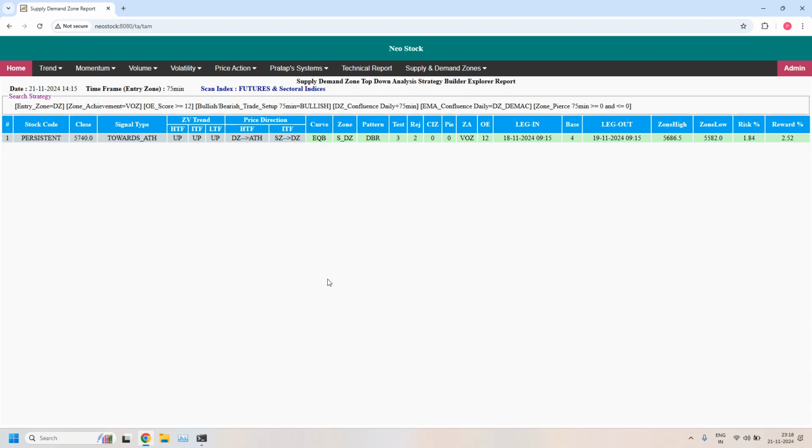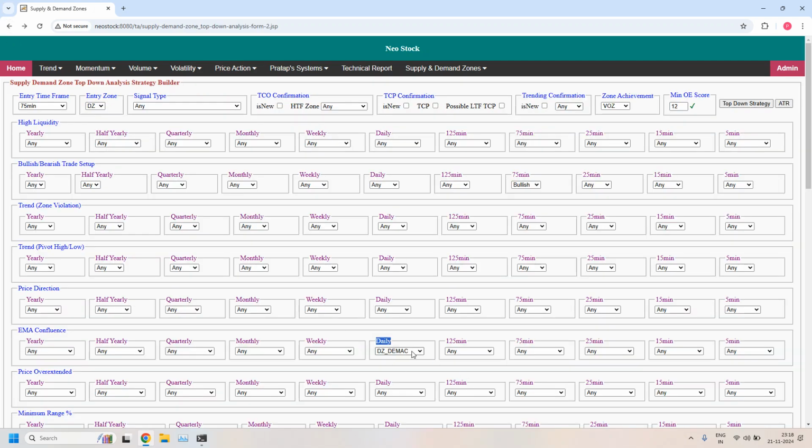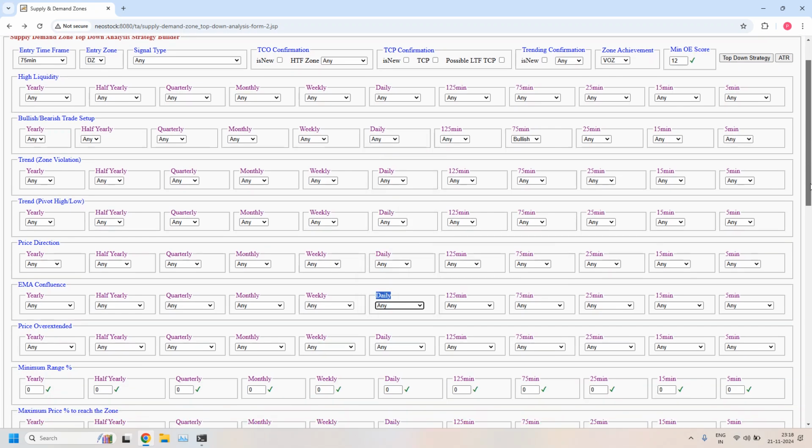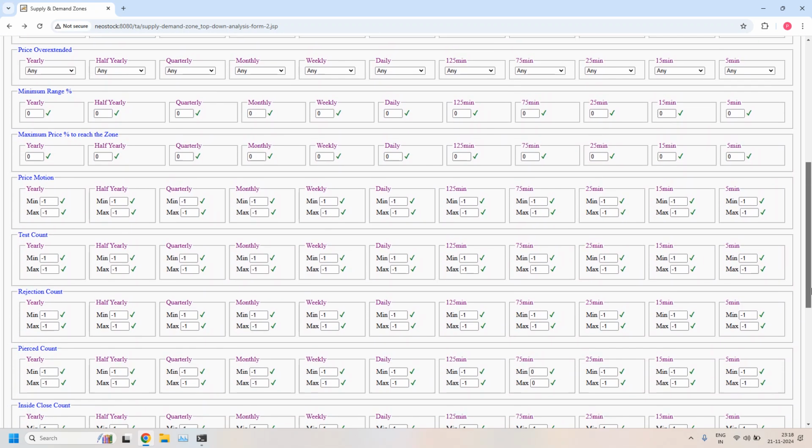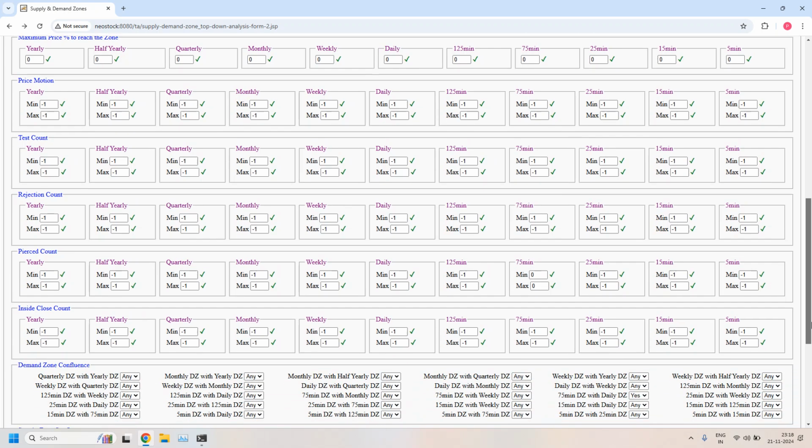Okay, next high probability trade setup is based on LTF, ITF, HTF demand zone confluence. So I am removing the EMA filter. Now with the LTF, ITF, HTF demand zone confluence, we have to set 3 filters. The first filter is already enabled, that is 75 minutes with daily demand zone confluence. Next, 75 minutes demand zone with weekly demand zone confluence is enabled. And the daily demand zone with weekly demand zone confluence is also enabled.